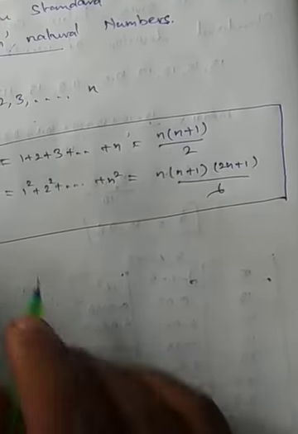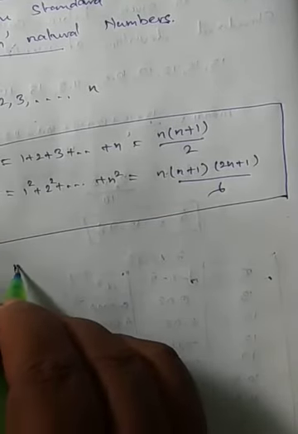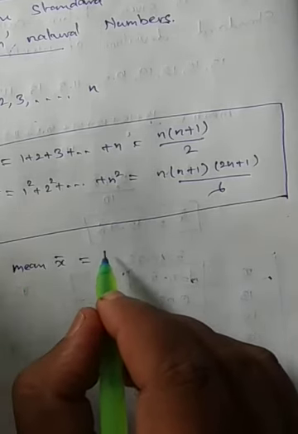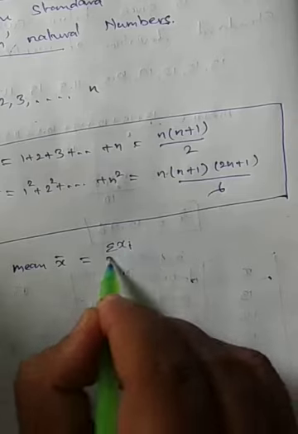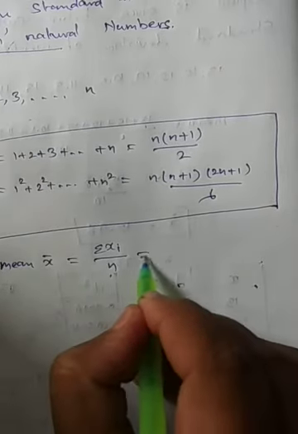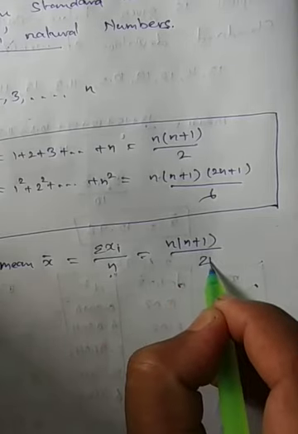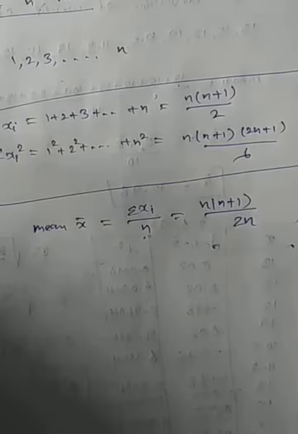Okay. So now what we are going to do? We need to find the mean now. Mean equals X bar. X bar is summation xi by n. This is right. Here summation x is n into n plus 1 by 2, and here divided by n will come. So that is the mean here.